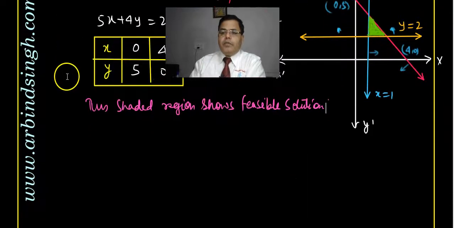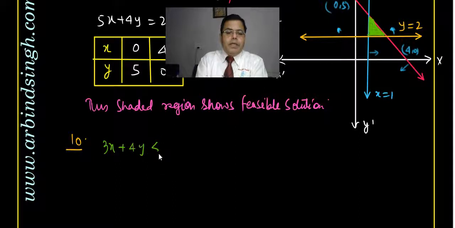Now question number 10 is there. 3x plus 4y is less than or equal to 60. x plus 3y is less than or equal to 30. x is greater than 0. y is also greater than 0. So there are 4 inequalities, 4 conditions.